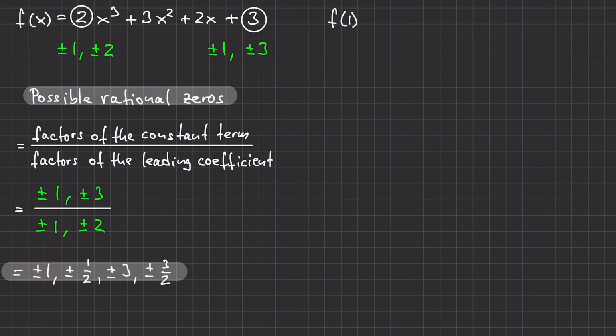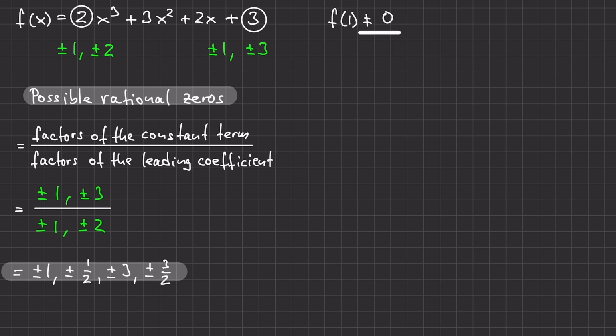f of 1 equals 1 cubed is 1 times 2 is 2. 1 squared is 1 times 3 is 3. You know what? Let's do a shortcut here. 1 cubed is going to be something positive, and something positive times 2 is still something positive. The other terms are also going to be something positive. So adding up 4 positive numbers is going to be again something positive. So f of 1 does not equal 0.